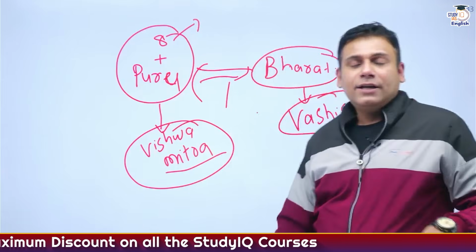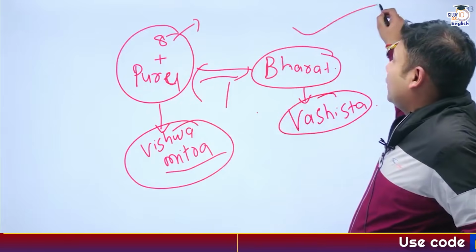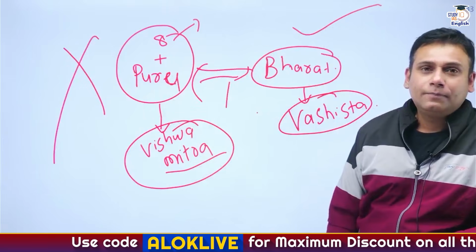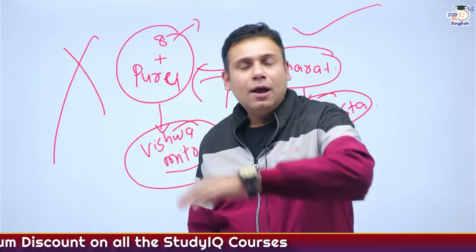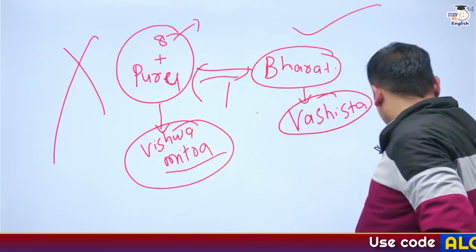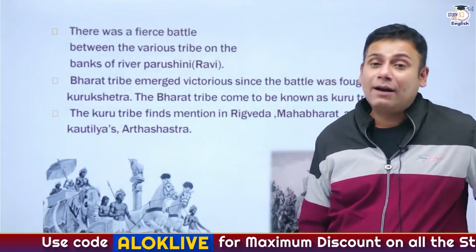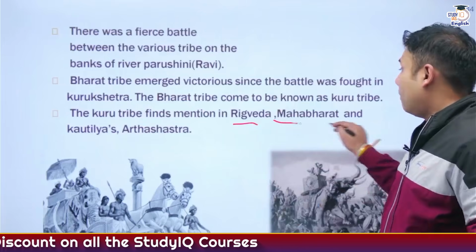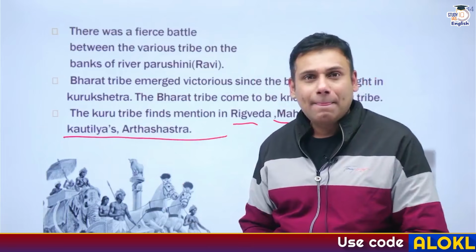Okay? And in that case, it was fought on the battleground of Kurukshetra. Finally, Bharat tribe emerged victorious and Puru tribe, guided by sage Vishwamitra, lost the battle. And since the battle was fought on the battlefield of Kurukshetra, Bharat from now onwards came to be referred to as Kuru. And this historical event in the history of ancient India is referred to as what? Dasarajan battle or battle of 10 kings. The Kuru finds mention in different texts like Rig Veda, Mahabharata and Kautilya's Arthashastra, which is a political statecraft.